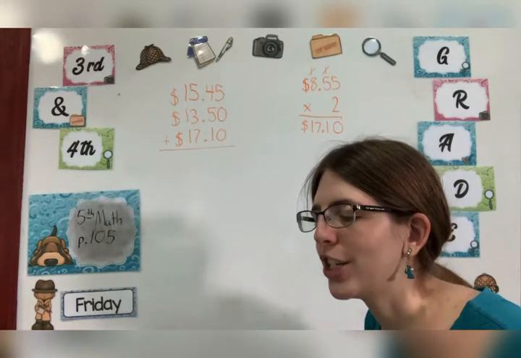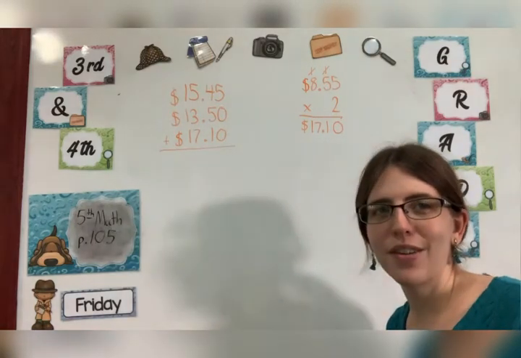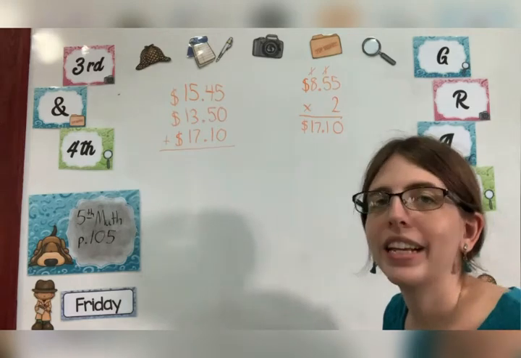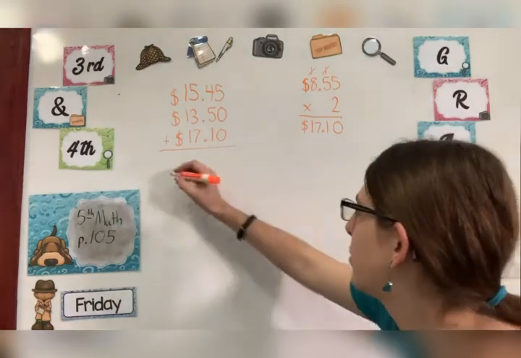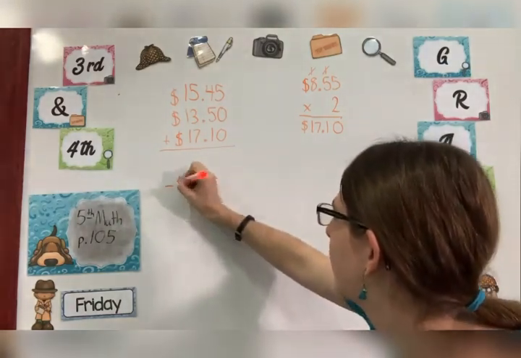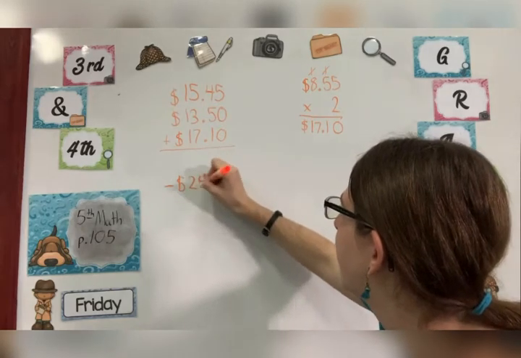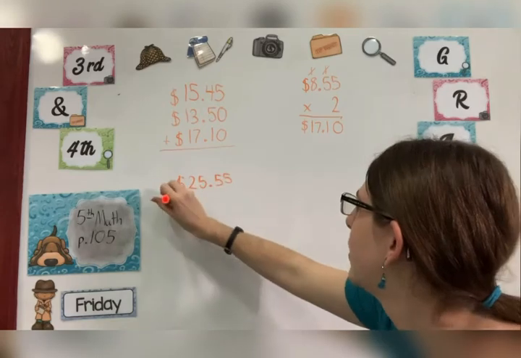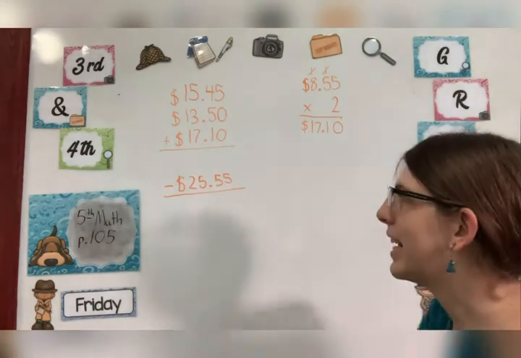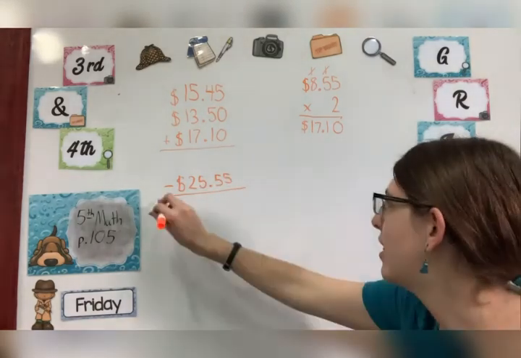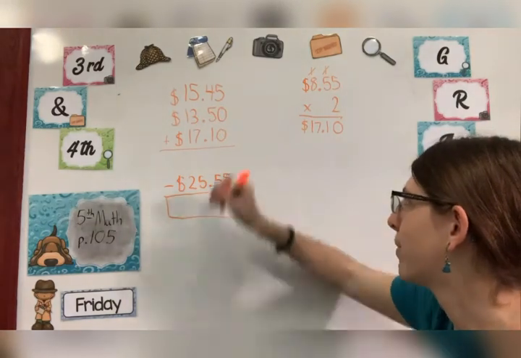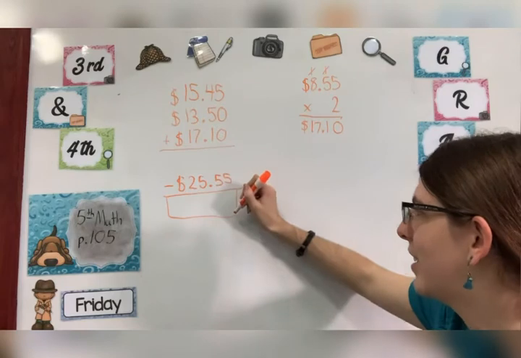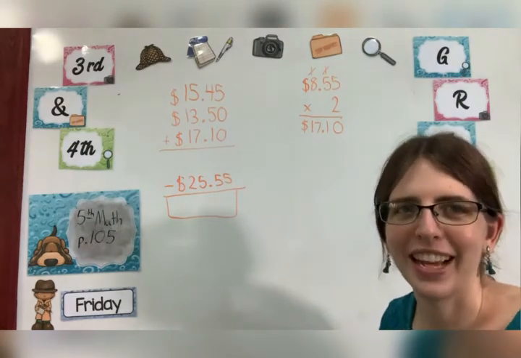I know how much he saved. He saved $25.55. I want to know how much more he needs. So I have to subtract what he saved, the $25.55, from the total that he needs to find out how much more he needs to save. This will be your final answer. So add these up, subtract $25.55, and you'll get your final answer.